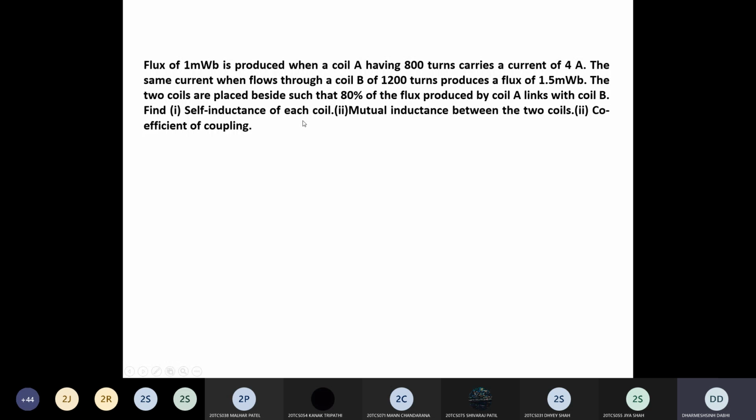It means L1 and L2, the self inductance of coil 1 and 2. Second, find out the mutual inductance between the two coils, that is M. And next, find out the coefficient of coupling. This example is almost the same as the previous example. So calculate this and give me the answer. First find out L1 and L2.